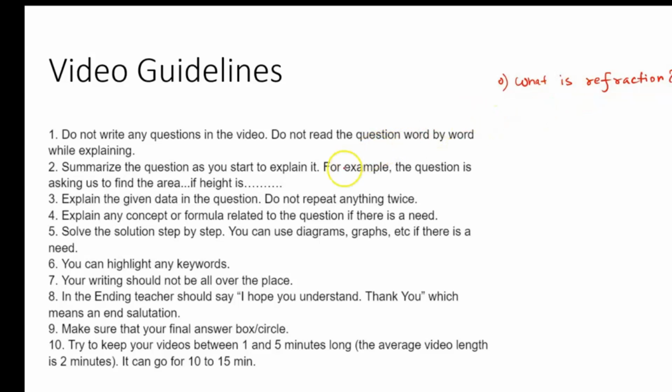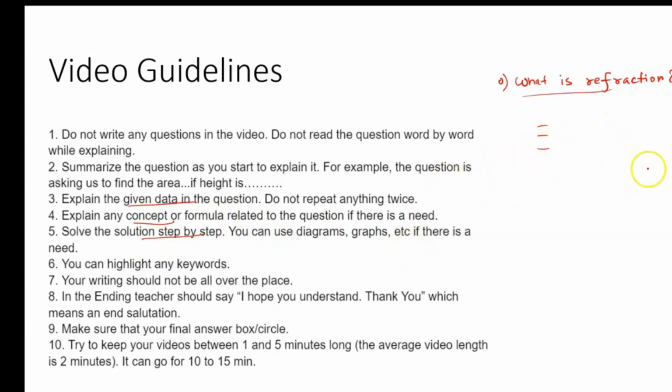You just need to summarize the question in your own way, that the question states that here we need to describe refraction. Then you need to tell about the given data in the question. You do not repeat anything twice. Then you need to state any concept or formula which is being used in that particular question. You need to solve it step by step.